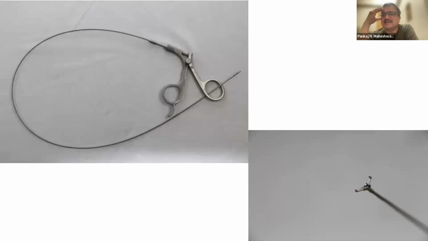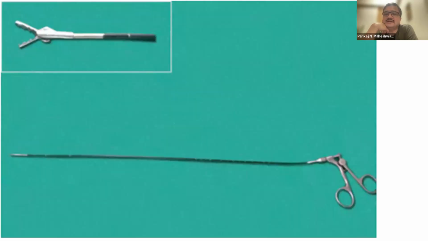Are you aware about the size of this equipment? 5 French, sir. I think it is 6, but I think it is 6 French. Okay, sir. 5 or 6? 5, okay. Fine. I don't think there is anything else here.